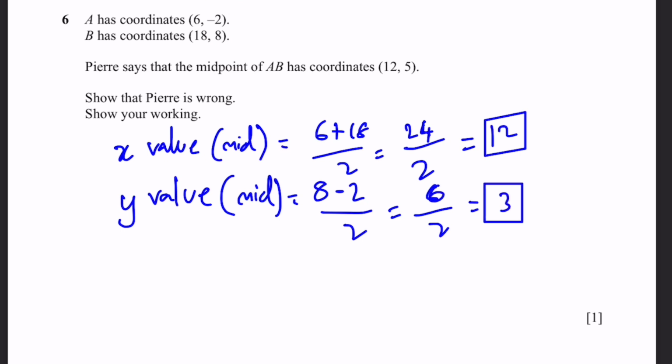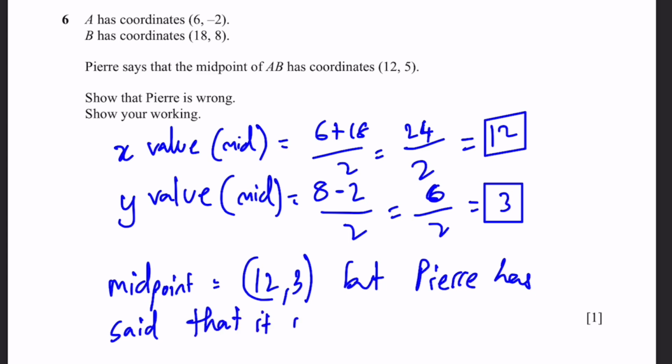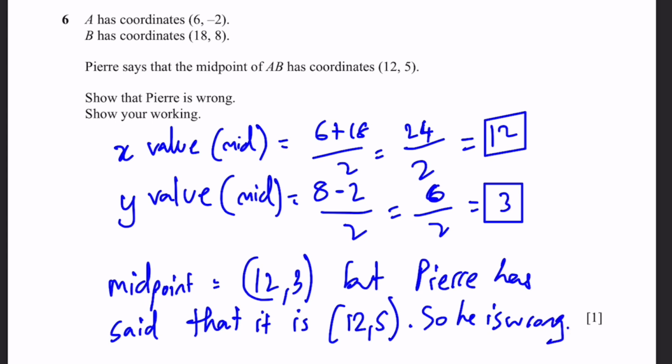Well, that means the midpoint is 12, 3, but Pierre has said that it is 12, 5, and that's wrong. So he is wrong. Proven.